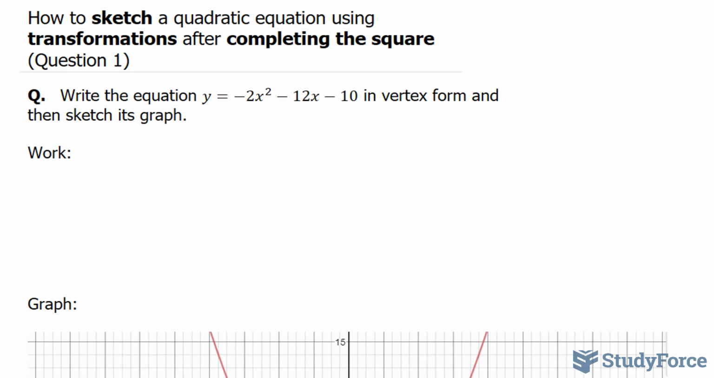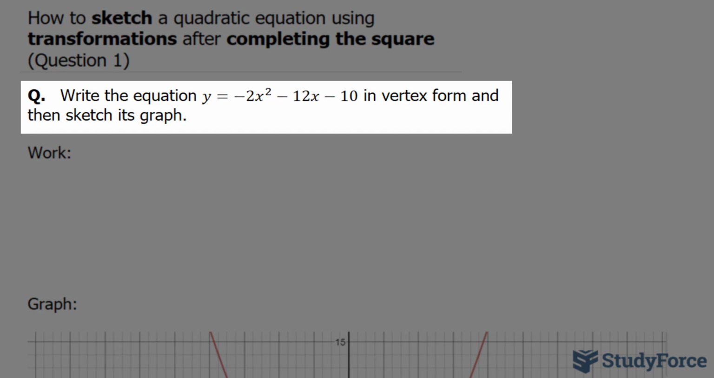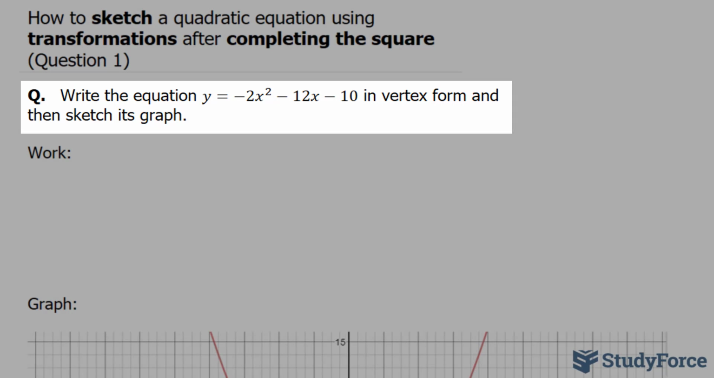In this video, I'll show you how to sketch a quadratic equation using transformations after completing the square. This is question 1. The question asks, write the equation y is equal to negative 2x squared minus 12x minus 10 in vertex form, then sketch its graph.